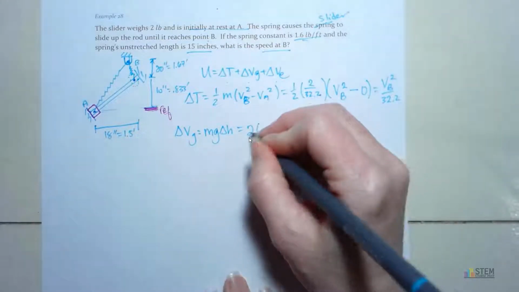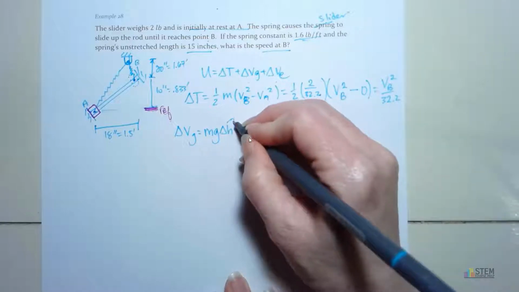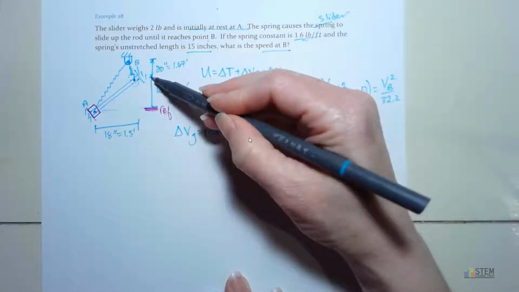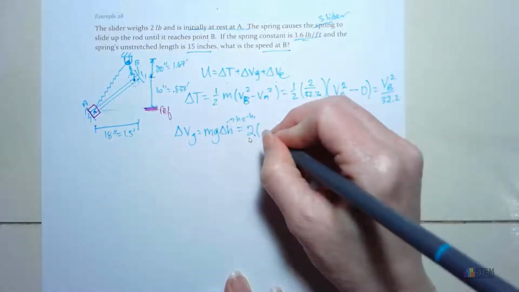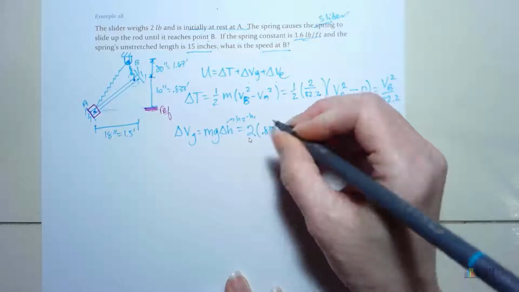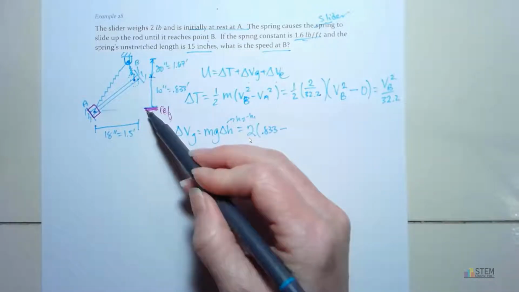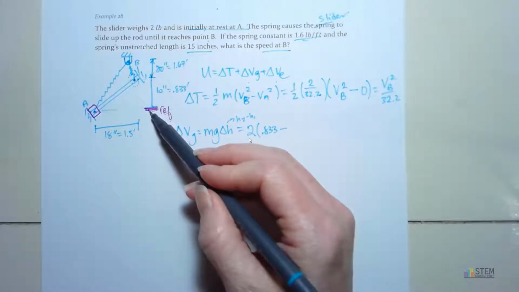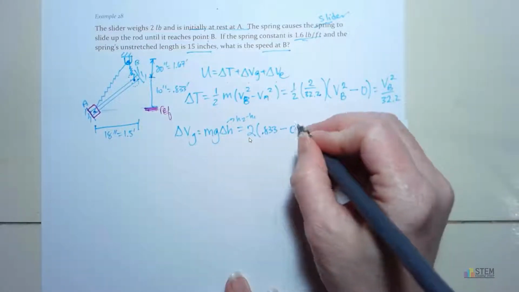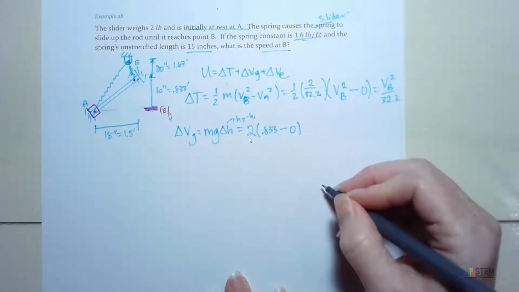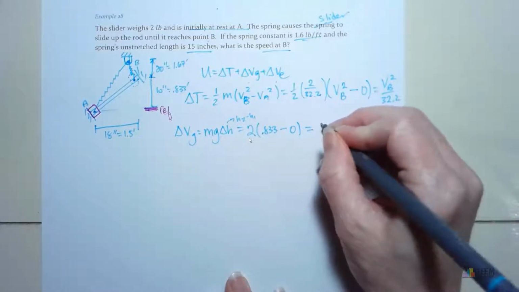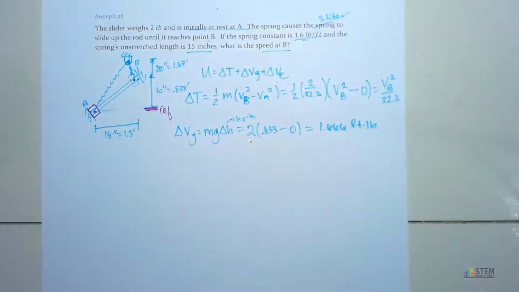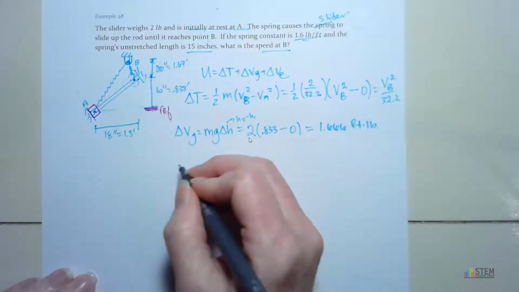Okay, and now for the delta H, we're going to have H2 minus H1. So H2 will be this point here at B, so that's going to be 0.833. And then we'll subtract the initial height. Well, the initial height, if I'm measuring from right here, what's that going to be? 0, right? So now we got that, and that's going to give us 1.666 foot-pounds. Okay, so now we're done with that.